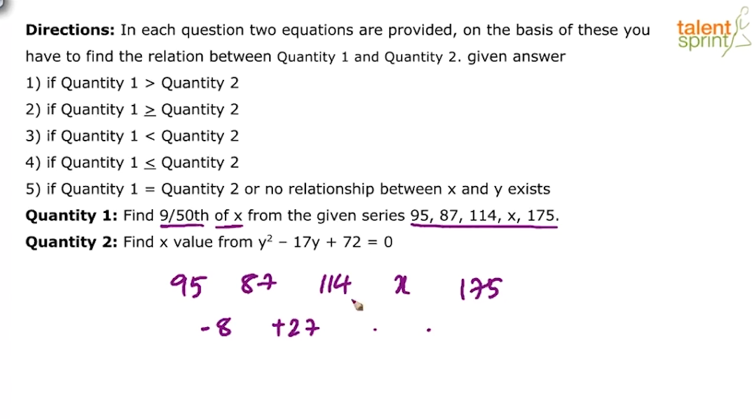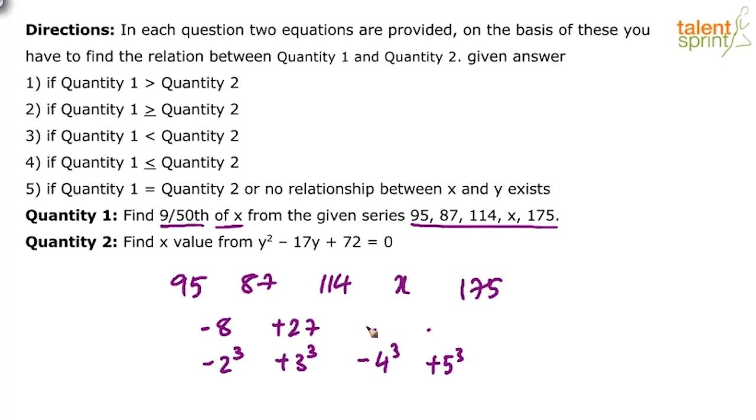We have no clue about what the difference is here, right? But the moment you see 8 and 27, something should strike. What is that? These are perfect cubes, right? This is like minus 2 cube and this is plus 3 cube. So probably the next one should be minus 4 cube and it should be plus 5 cube. If these satisfy the given sequence, then we know what is x.